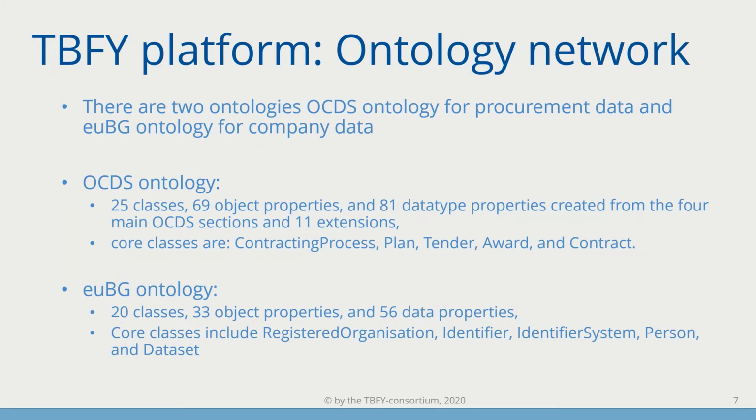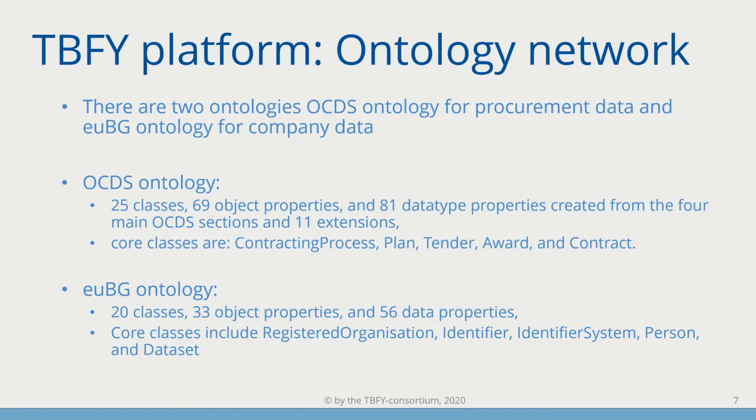In order to represent these data sets, we use two ontologies. Actually, we developed them. The first one is OCDS ontology for representing procurement data, and EU Business Graph ontology for representing company data. OCDS ontology is composed of 25 classes, 69 object properties, and 81 data properties created from the 4 main OCDS sections and 11 extensions.